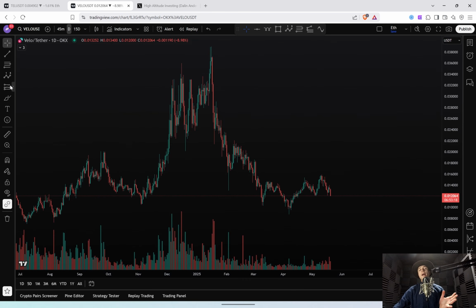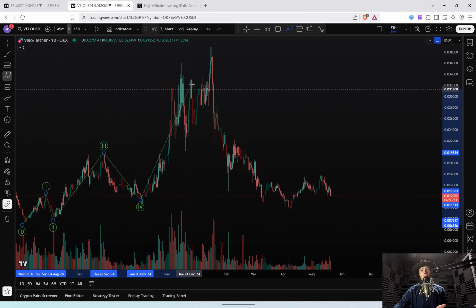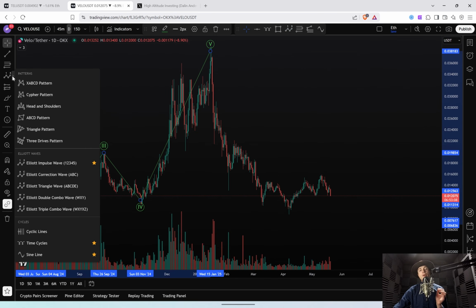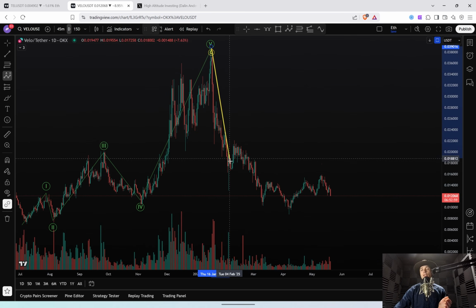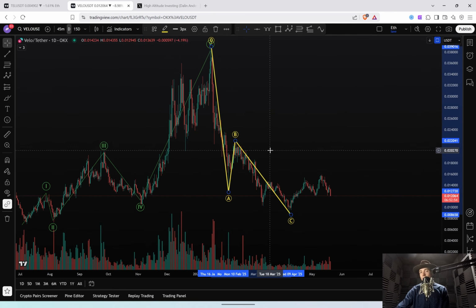So on the daily candlesticks, we also see a full Elliott wave cycle here. You can see wave one, wave two, wave three, wave four, and our 5th wave right here. Then we do get an ABC correction down. As expected, according to Elliott wave principle, we have a very nice ABC correction down here.